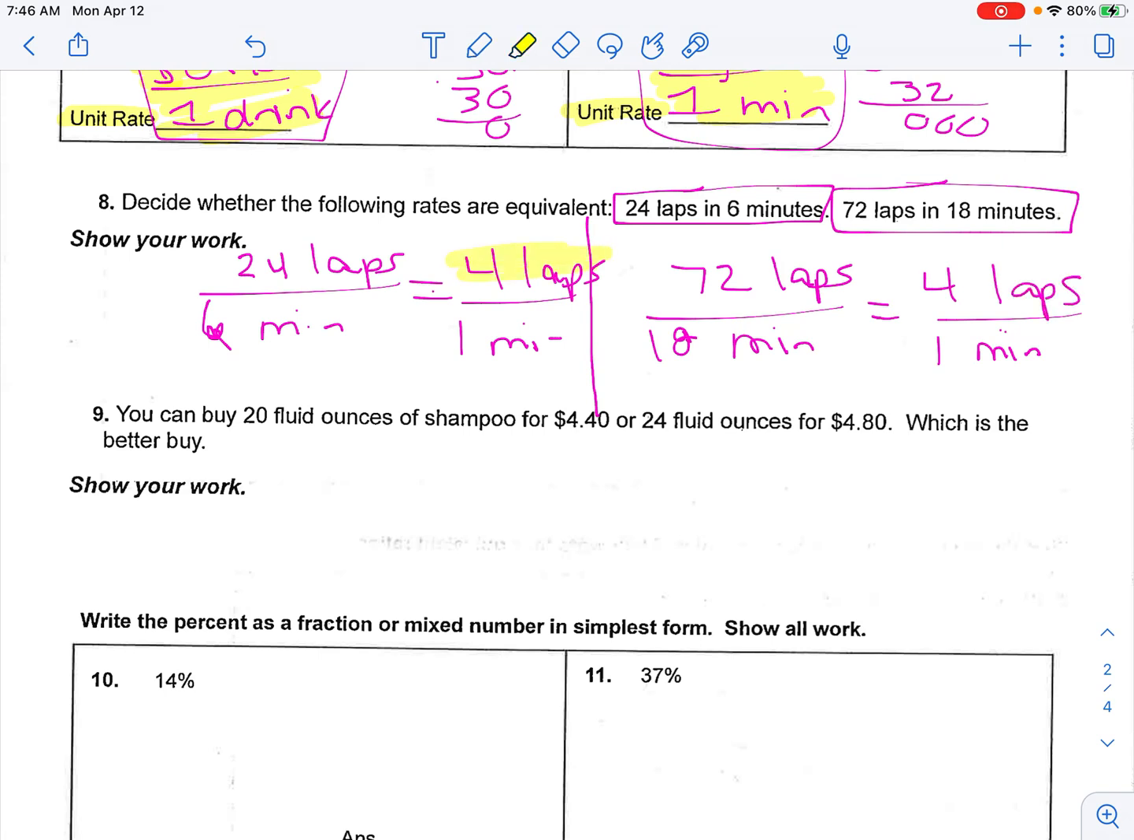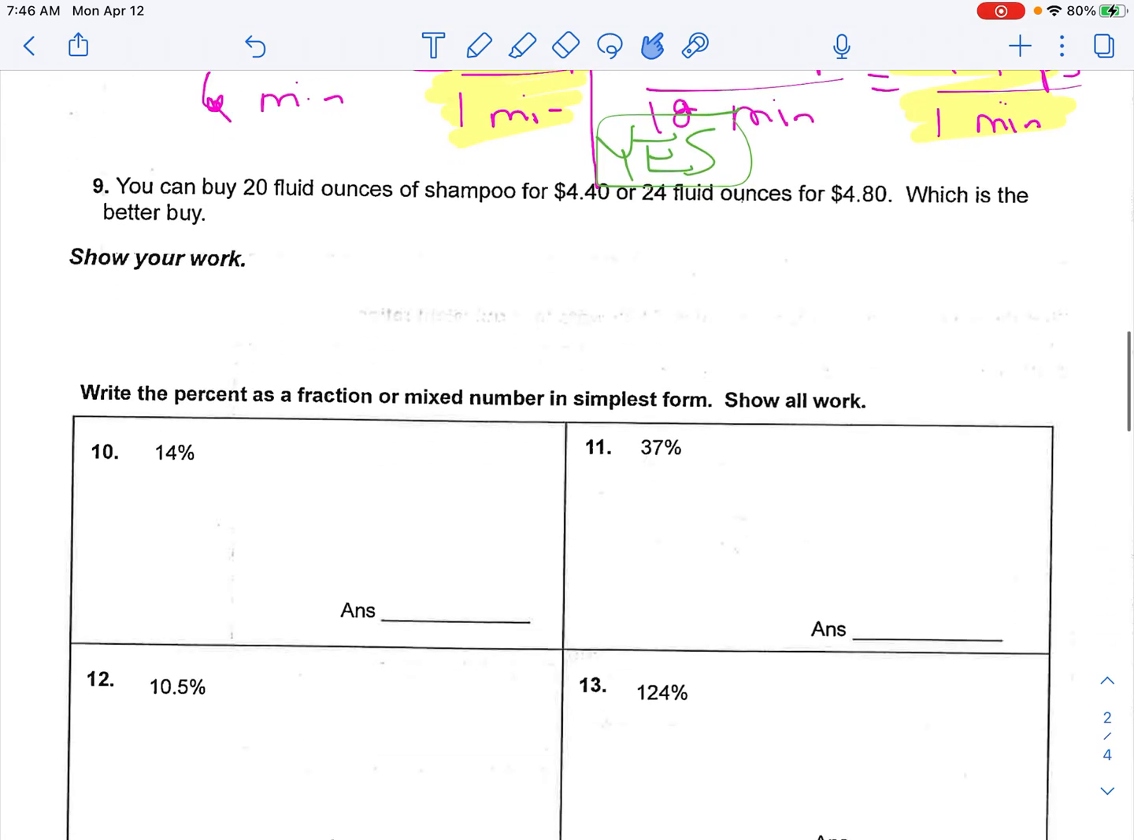Now, to determine whether or not they're equivalent, we have to look at our unit rates. 4 laps to 1 minute compared to 4 laps to 1 minute, that would be a big yes. If your unit rates are equivalent, then your rates are equivalent as well.